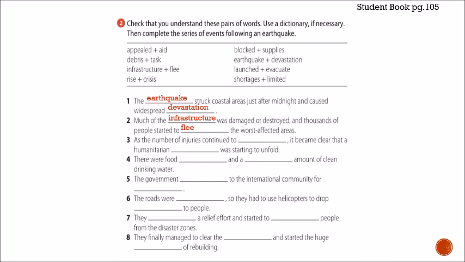Number 3, as the number of injuries continues to blank, it became clear that a humanitarian blank was starting to unfold. So as the number of injuries continues to, appealed? To what? To rise, right? To increase. It became clear that a humanitarian crisis was starting to unfold, right?